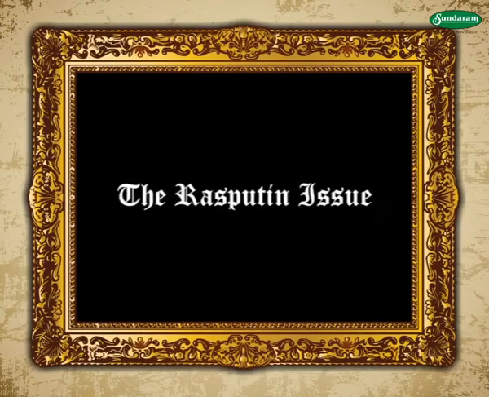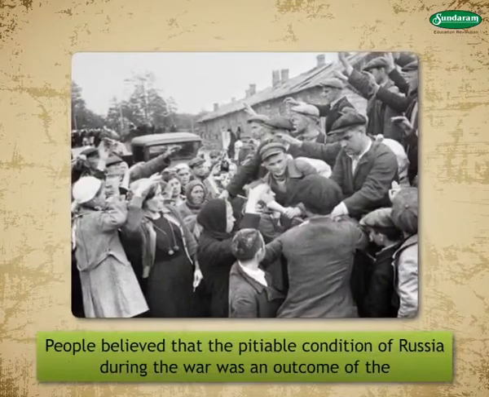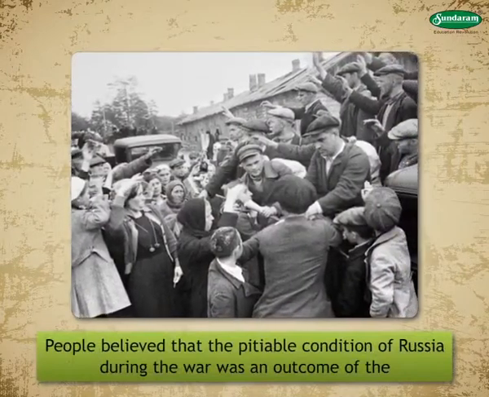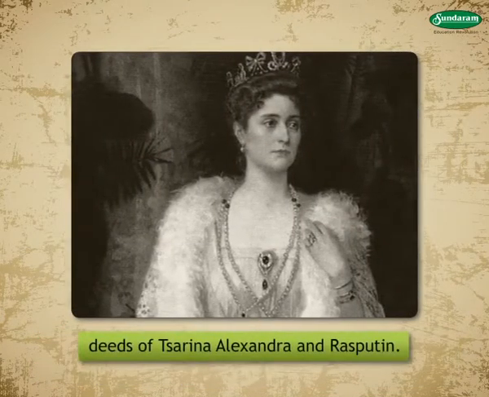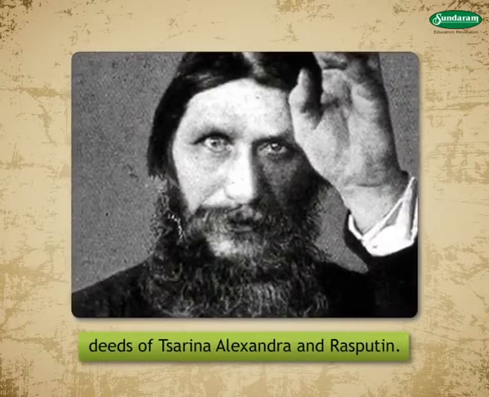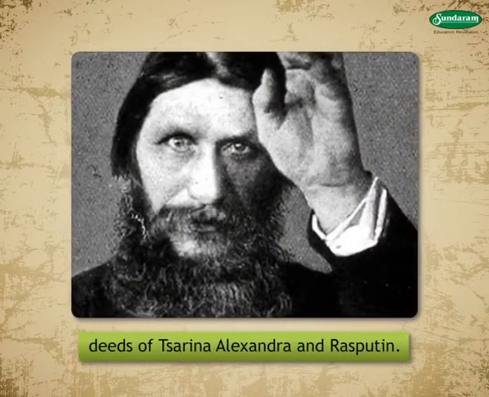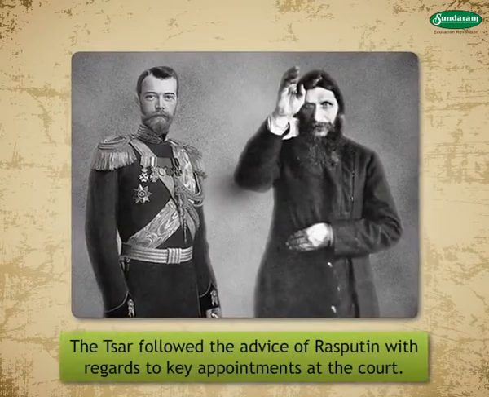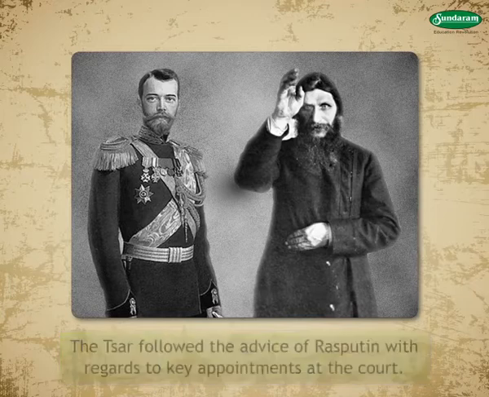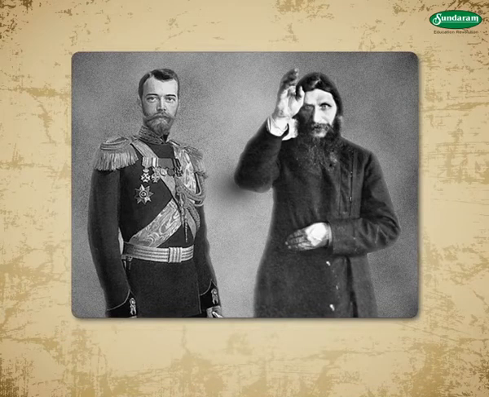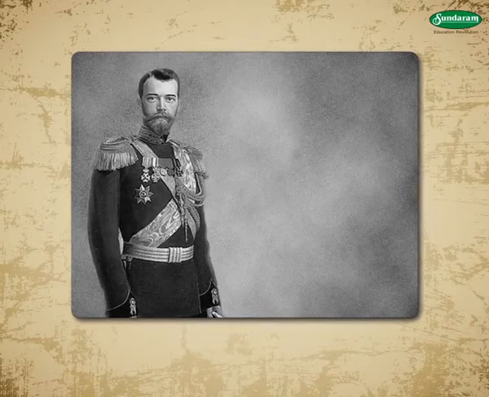The Rasputin issue. Many people believed that the pitiable condition of Russia during the war was an outcome of the deeds of Tsarina Alexandra and her close advisor Rasputin, who was a Serbian monk. The Tsar too started to follow the advice of Rasputin with regards to key appointments at the court. The courtiers could not tolerate Rasputin's growing importance, and they killed him.